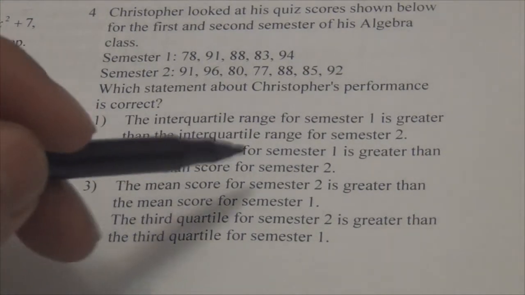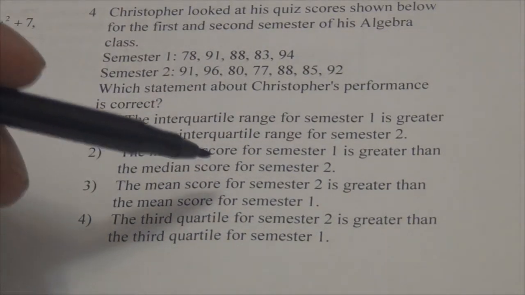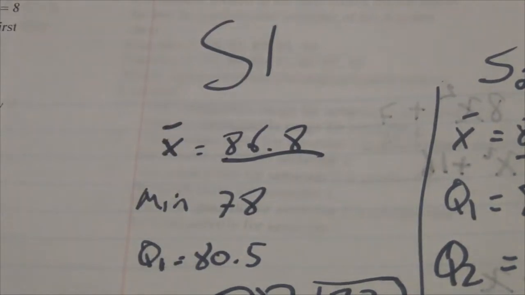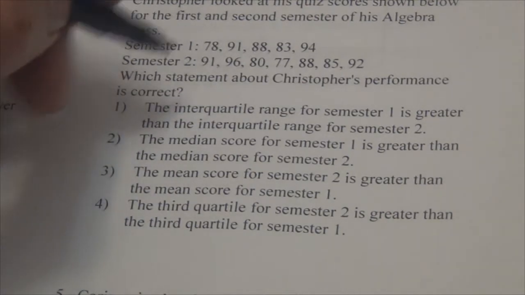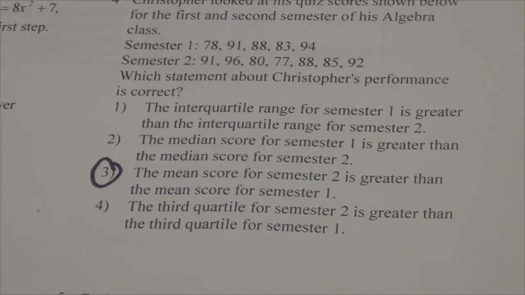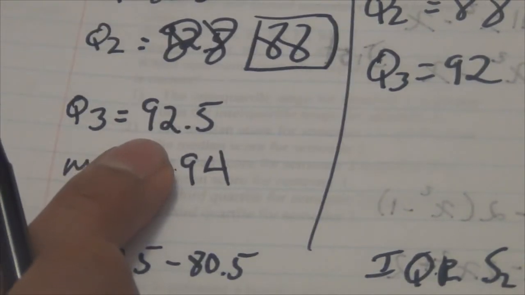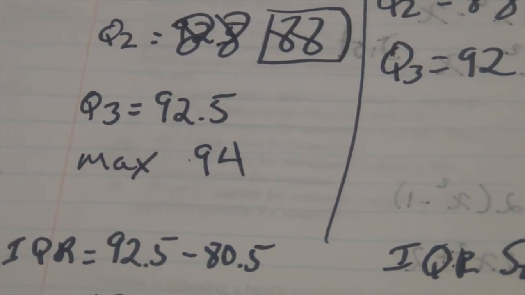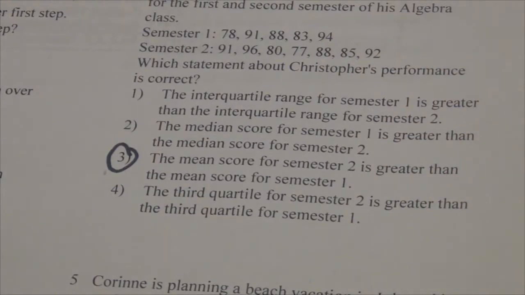The mean score for semester 2 is greater than the mean score for semester 1. Let's look at the mean. The average for semester 2 is 87. Is it greater than the one from semester 1? Yes. So we have our answer. Let's look at the last choice just for the sake of doing it. The third quartile for semester 2 is greater than the third quartile for semester 1. Is it true? Nah, so it's B.